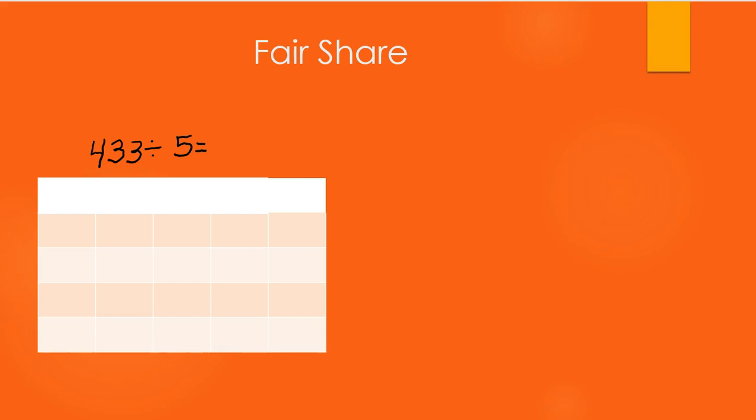So the first number I'm going to look at is this 43. So I'm going to look at 5 and I'm going to start with 50s. So I'm going to put 50 because 5 times 100 is too much. So I'm going to have 5 groups of 50. And 5 times 50 is 250. So on the side, I'm going to write my number that I'm starting with, and I'm going to subtract 250.